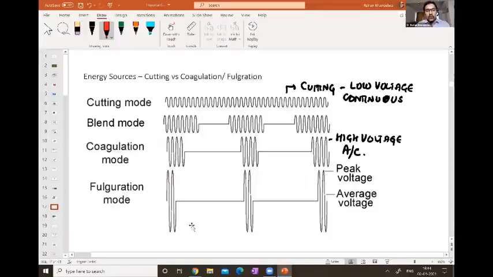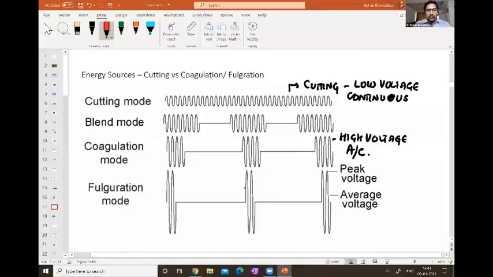Now, like I told you, you can either have cutting or you can have coagulation. You should know that the cutting mode or the cutting current is a low voltage continuous current. Whereas the coagulation mode, you have high voltage alternating current.